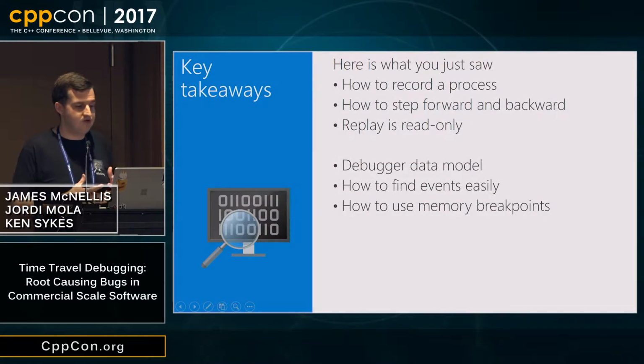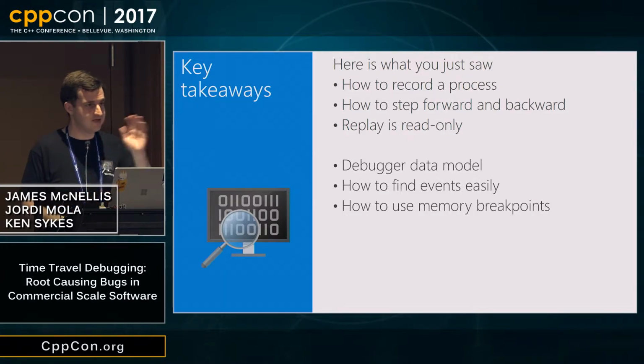In our first demo, I showed you how you can actually record a process using the debugger. I showed how you can step forward and backward, that you can use all the same commands you're used to using with debugging live processes, with the exception of things that modify the state of the program. In the second example, I showed you this debugger data model that provides you a very rich way of querying information about the process, and you'll see more of that later in our upcoming demos. I showed you how you can find events easily, so we were very quickly able to find the exception and navigate right to that point during the execution of the program.